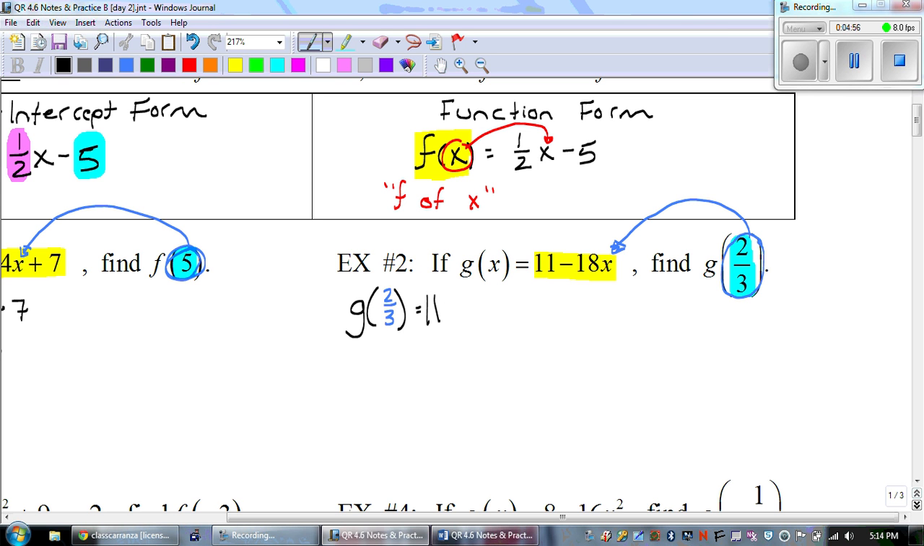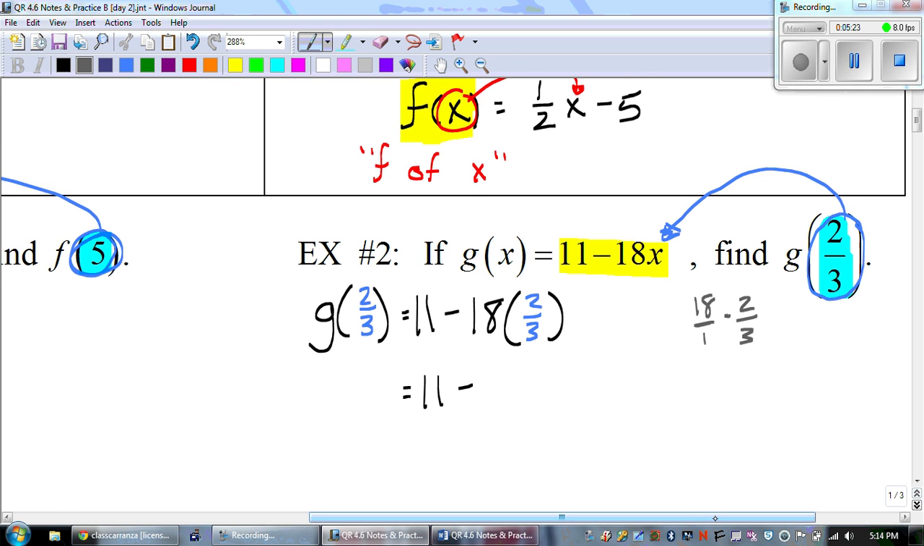equals 11 minus 18. And then I'm going to plug in the 2/3. So all we're doing is we're going to follow order of operations. I'm going to do this off to the side. 18 times 2/3, and remember, you can put that 18 over 1.